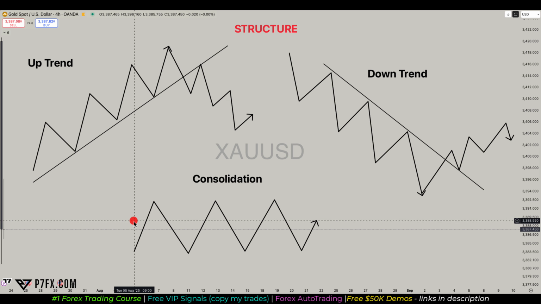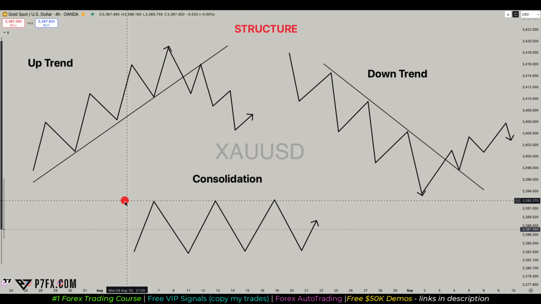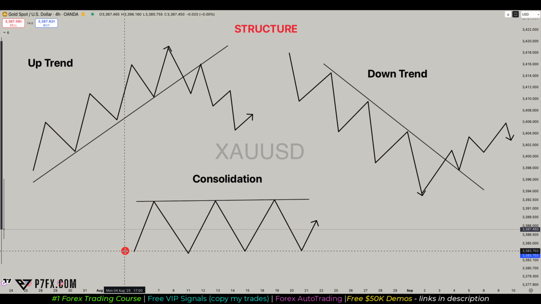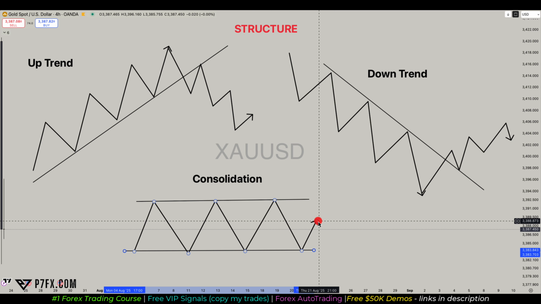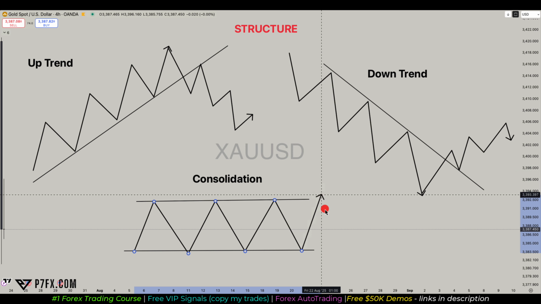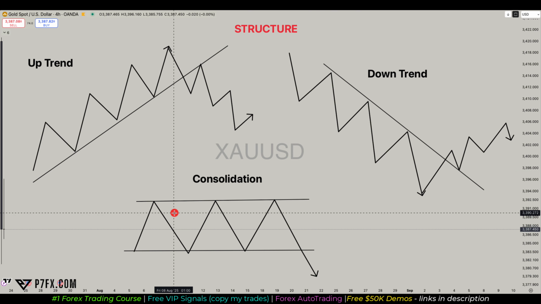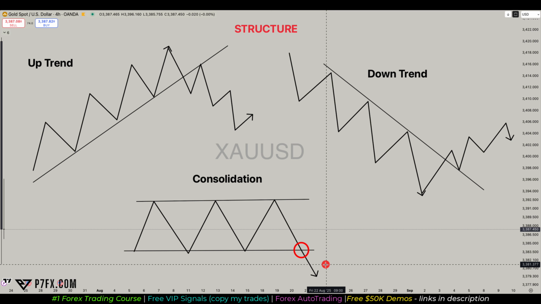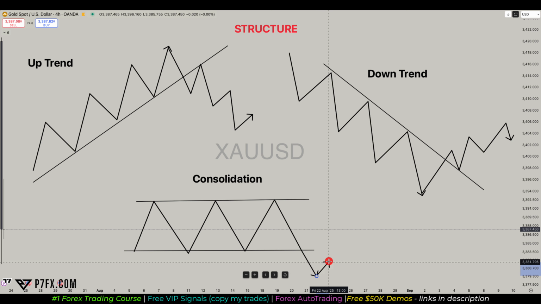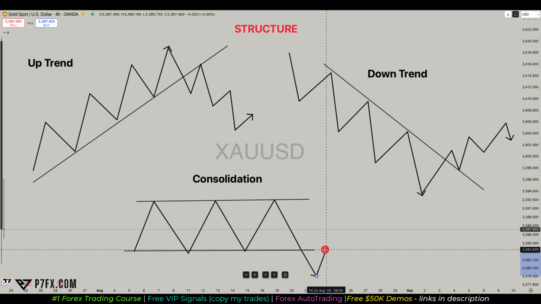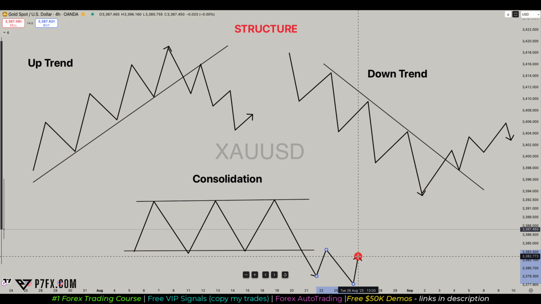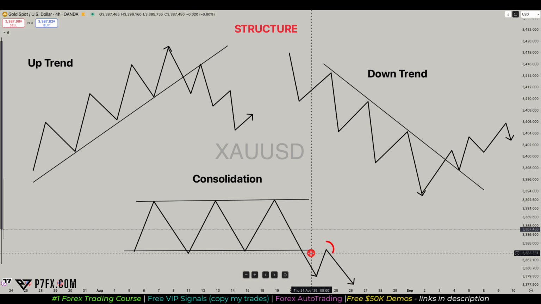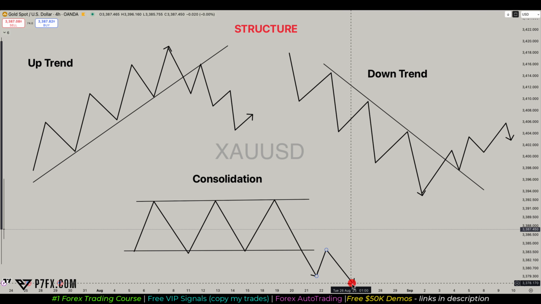Now, in a consolidated market, where price ranges between a level of resistance and support, a break of structure happens whenever price breaks out above a resistance or below a support. If you're in a consolidated market and price, let's say, breaks below your support, a lot of times what you'll see is price retrace back to that level of support before continuing back down. And this is referred to, folks, as a retest. What was previously support is now serving as resistance before breaking down to lower levels.